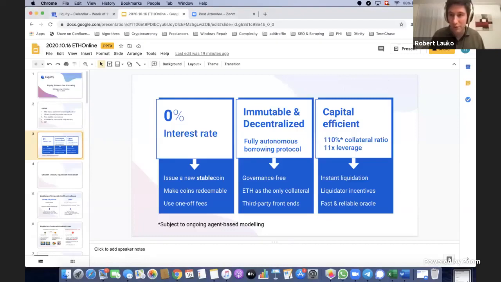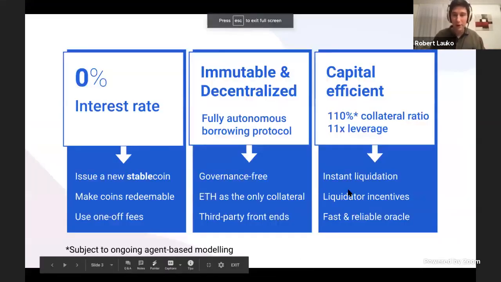Hey, Robert, just quickly, if you have slides, you might want to share them because I don't think we're seeing them. Oh, that's strange. Oh, sorry. I'm really sorry. Can you see them now? Yes, we can. Really sorry.